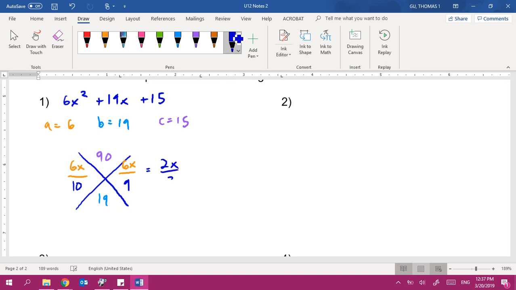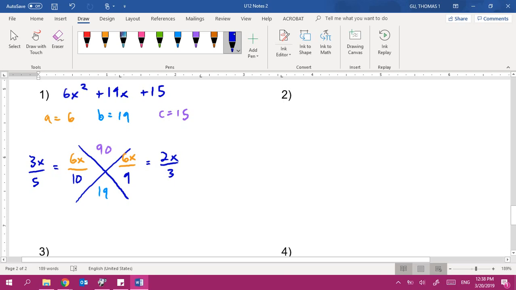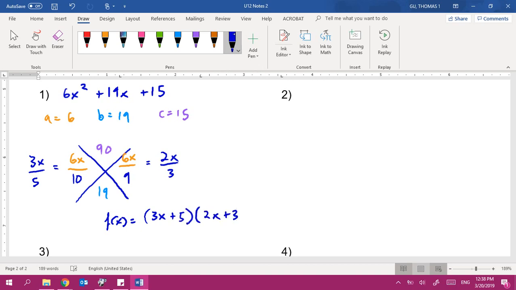2x over 3. What about the left side? 3x over 5. Right, 3x over 5. So there we go. What's my factored form going to be here then? f of x equals parentheses? 3x what? Minus 5? Plus 5, right. There's no minus sign there, so plus 5. And then? 2x plus 3, and there it is.